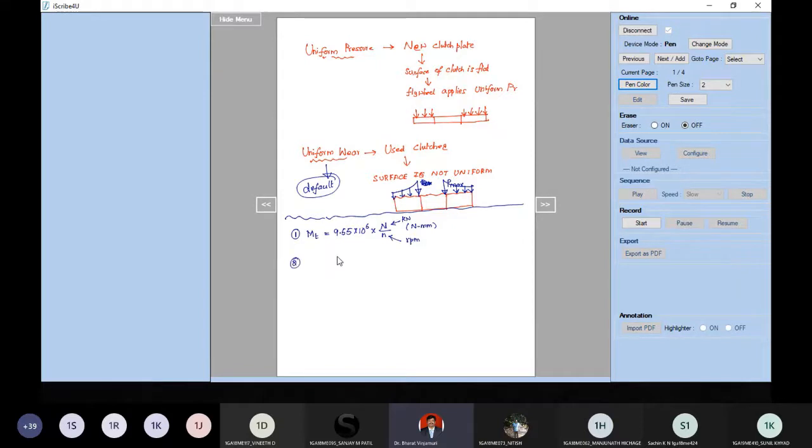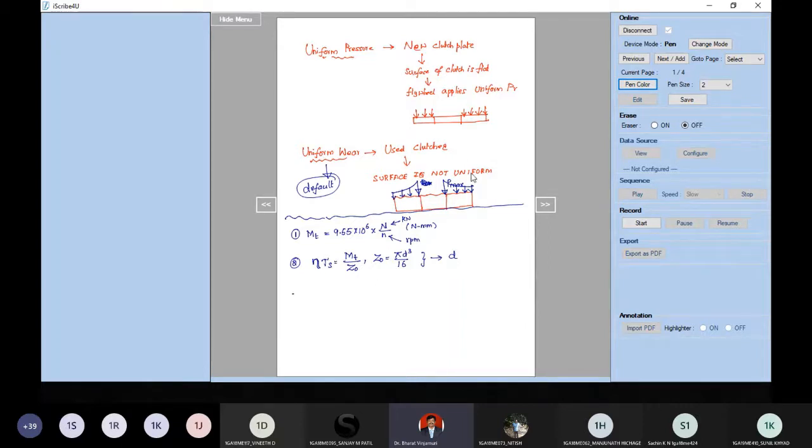Your second equation is for shear stress. The formula is tau s equal to Mt by Z naught, and this Z naught is given by pi d cube by 16. What are you going to find from this equation? You will be finding the diameter. Diameter of what? Diameter of the shaft. This is your second equation.